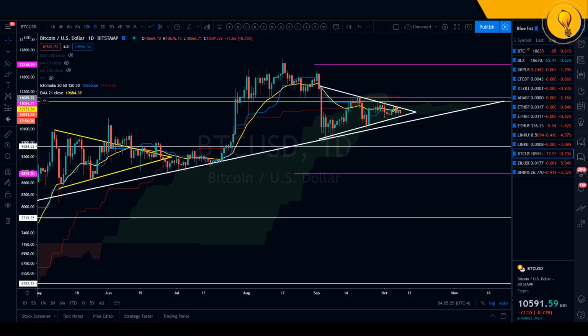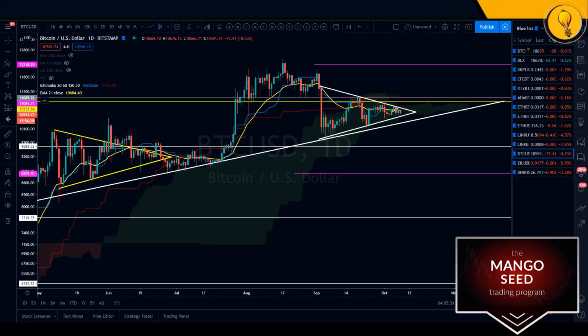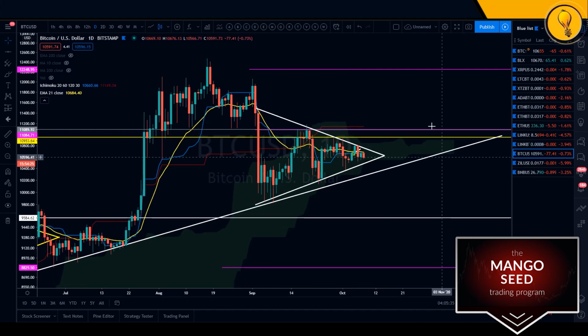I mean, with Bitcoin there's not much to talk about. Things are still just hovering. We're still in that consolidation, that symmetrical triangle consolidation, getting into that daily cloud, right? We're still oscillating within those cloud ranges.